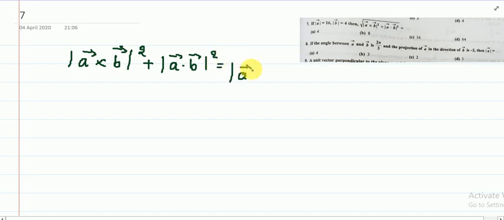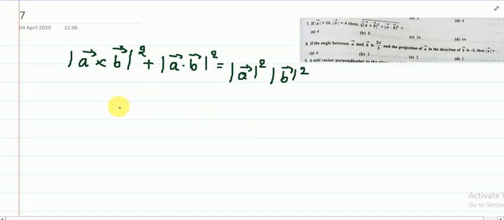Okay. Question number 7. If magnitude of A is equal to 16, magnitude of B is equal to 4, then find the square root of magnitude of A cross B whole square plus magnitude of A dot B whole square. Okay, so here let me explain one important property. Magnitude of A cross B square plus magnitude of A dot B square is equal to magnitude of A square into magnitude of B square. Okay, so this will be a very important result.